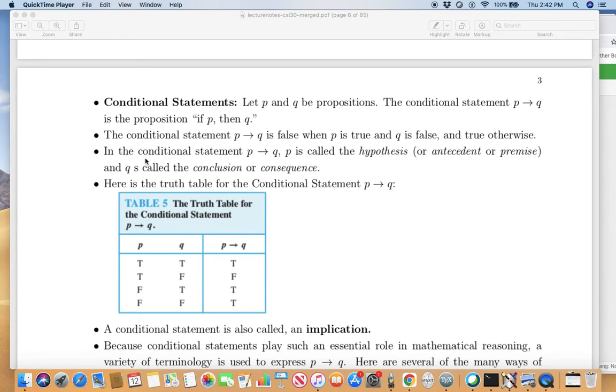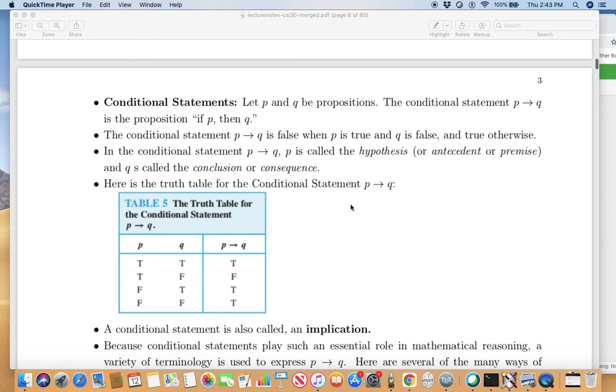In the conditional statement P implies Q, P is called the hypothesis, or the antecedent, or the premise, and Q is called the conclusion or the consequence. Hypothesis, conclusion. Antecedent, consequence.